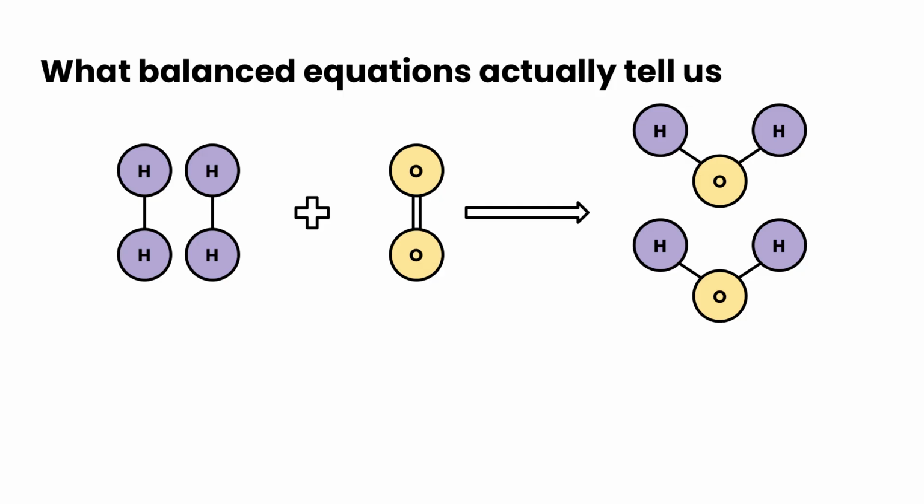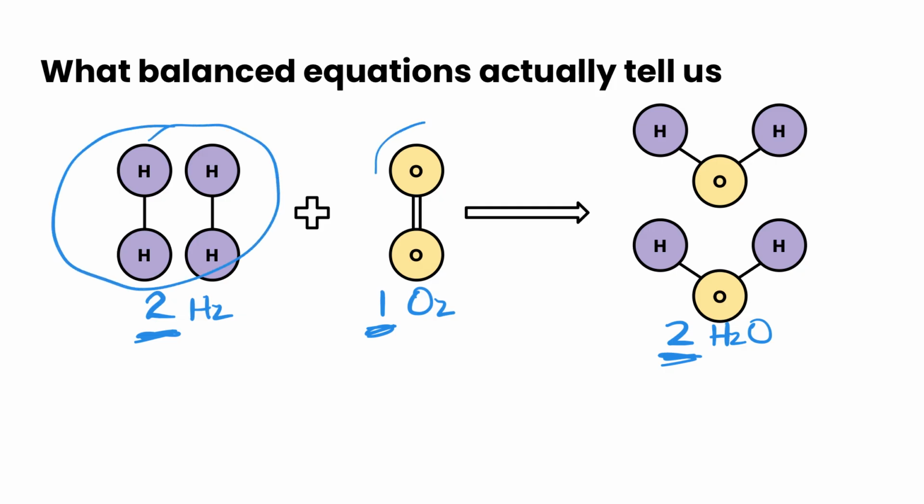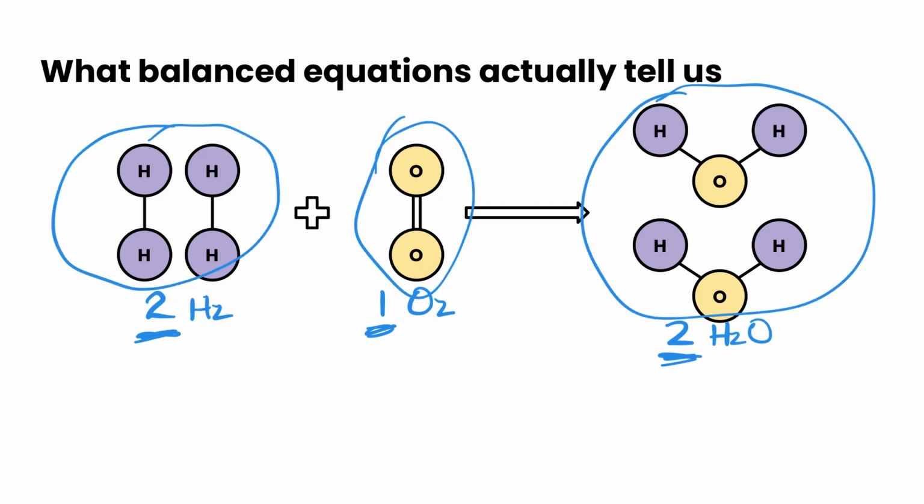Well, let's look at a balanced chemical equation and think about what it's actually telling us. So, in this equation here, we have 2 hydrogens reacting with 1 oxygen to form 2 water. So those numbers in front of the formulas, the 2, the 1, and the 2, are called coefficients, and they tell us how many units of each substance are involved in the reaction. They don't tell us anything about mass. At the particle level, what this really means is that we have 2 molecules of hydrogen and 1 molecule of oxygen producing 2 molecules of water.